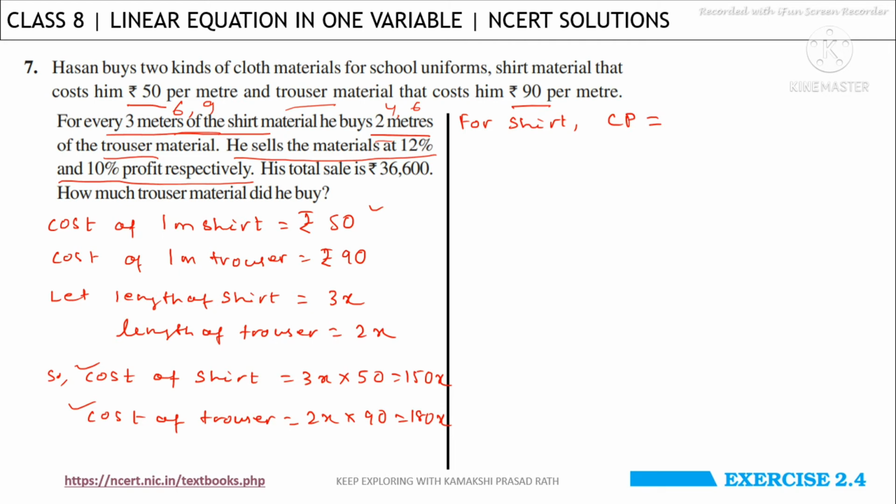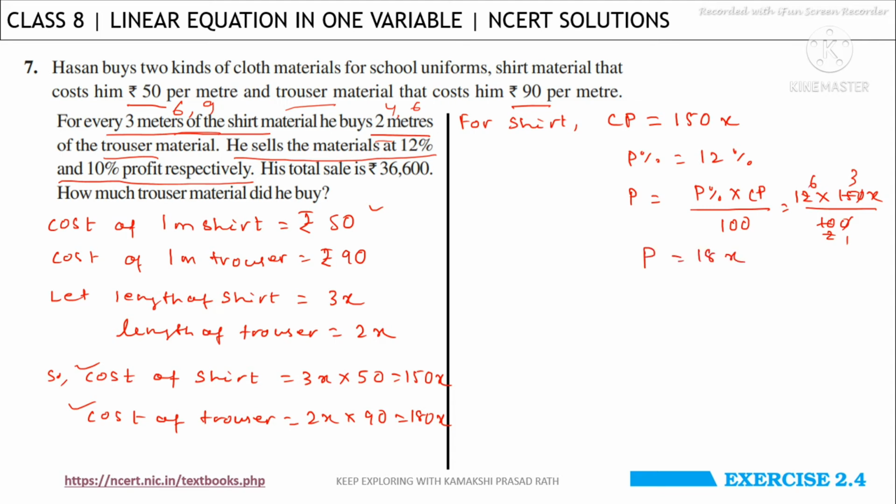The cost price of the shirt we have got is 150x. Profit percent given is 12%. So from here we can find the selling price directly using the formula, or else first we'll find the profit. We know the formula for profit is profit percent multiplied by CP by 100. So we get 12 into 150x by 100. So 5 3s are, 5 2s are, 2 1s are, 2 6s are. So we get profit is 18x. So if profit is 18x, we can easily find the selling price. Selling price will be cost price plus profit. So 150x plus 18x, we get 168x.